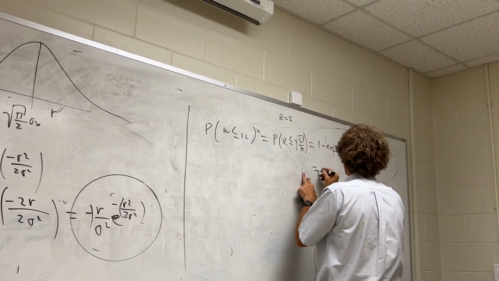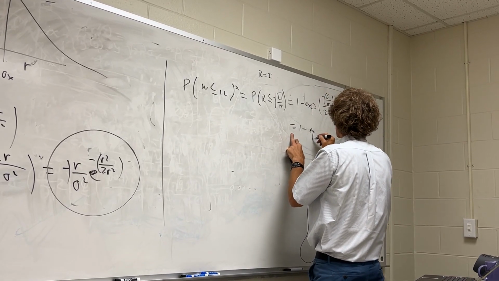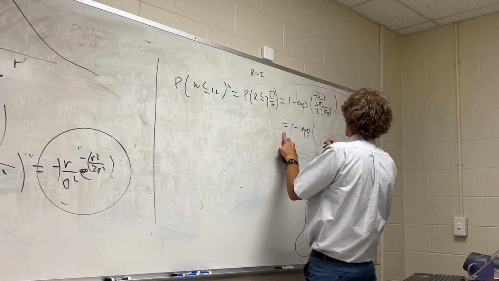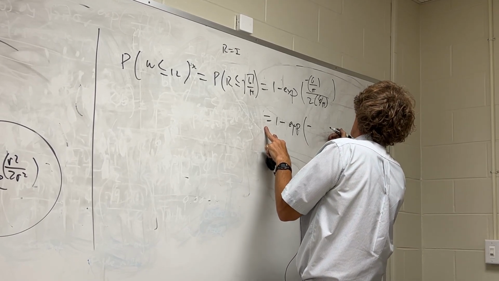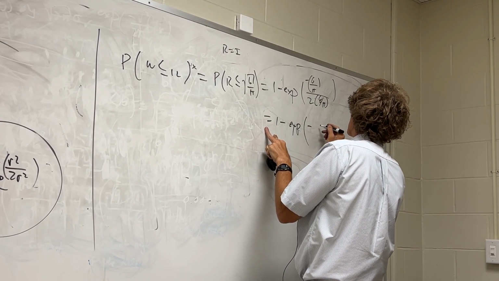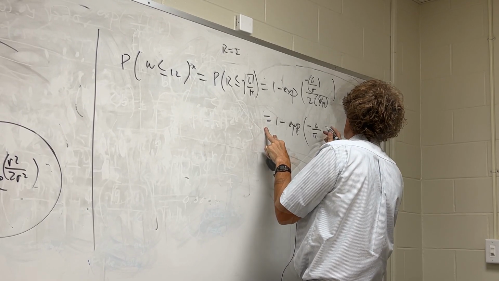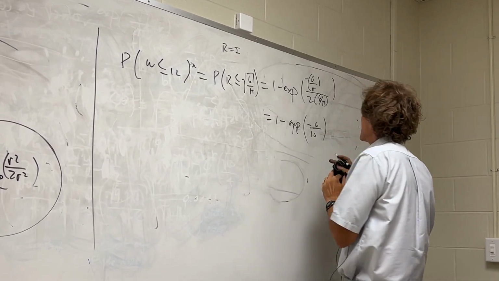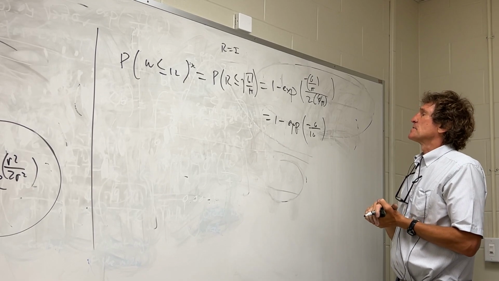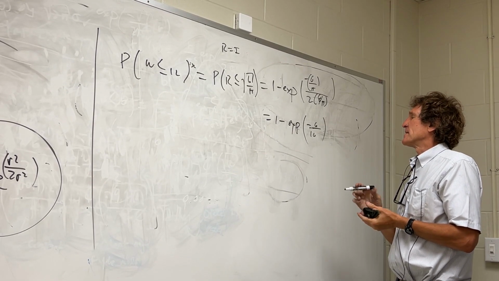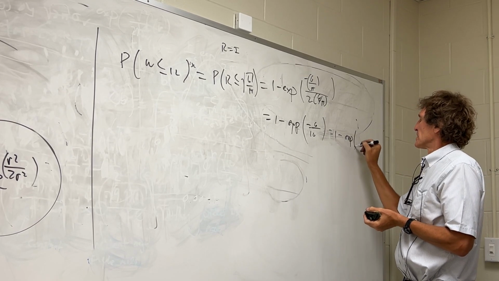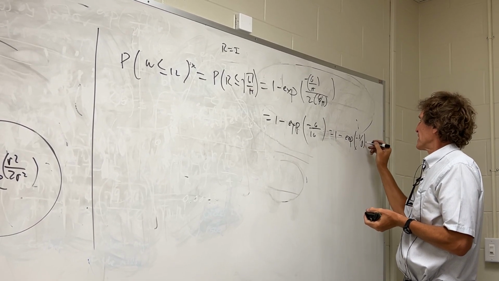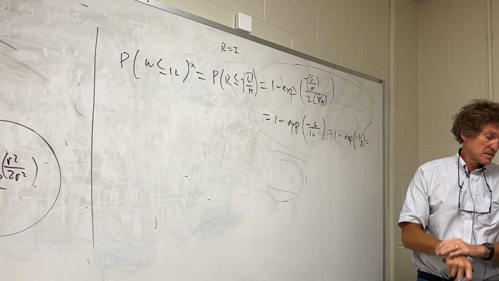And what is that? That's 1 minus exp to the minus, let's see, minus 6 over 16. And the pi's cancel, don't they, class? Sure. So what is that? Minus 3 over 8, whatever that is. So it's 1 minus exp to the minus 3/8. Can you tell me what that is? Anyone?